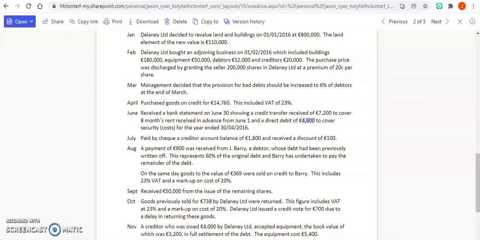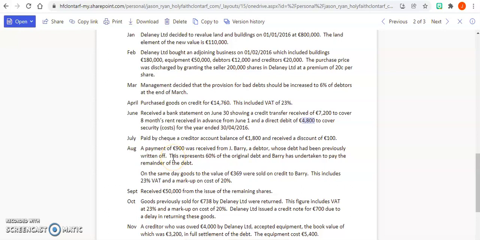Okay, so let's have a look at August for 2017 Delaney Ltd. There's two parts to this. Look at the first part first. A payment of 900 was received from J. Barry, a debtor. So if we receive this 900, that means that our bank overdraft is going to go down, whose debt has been previously written off.